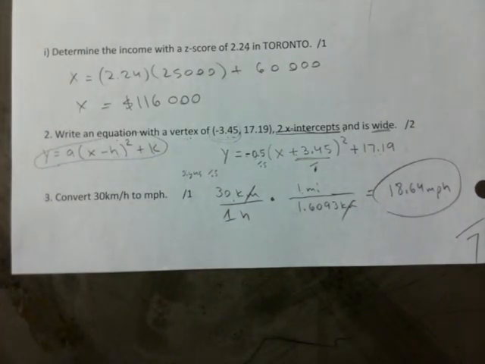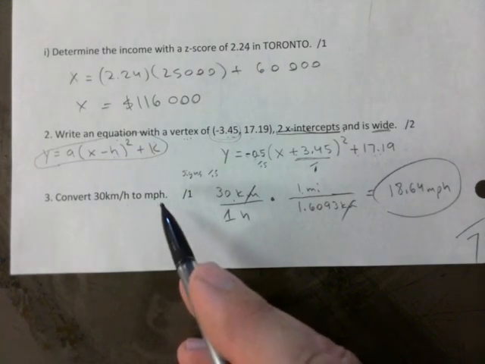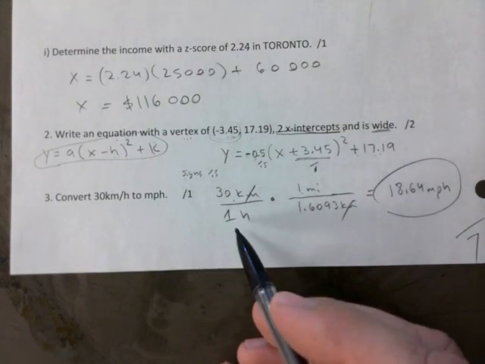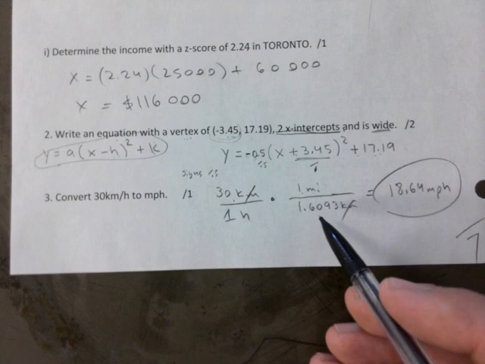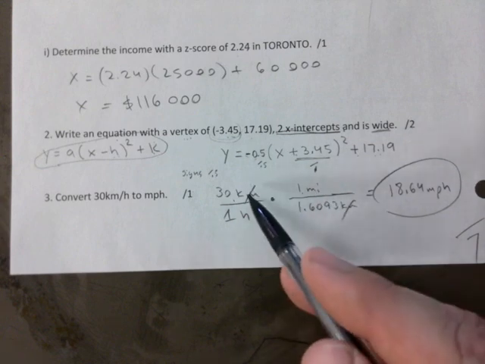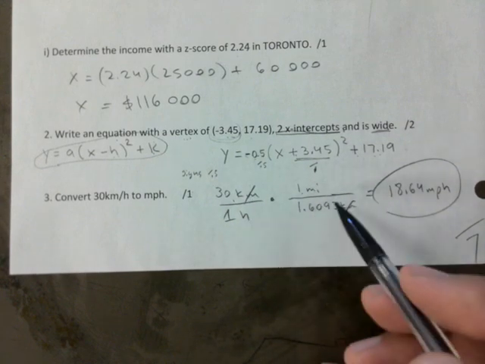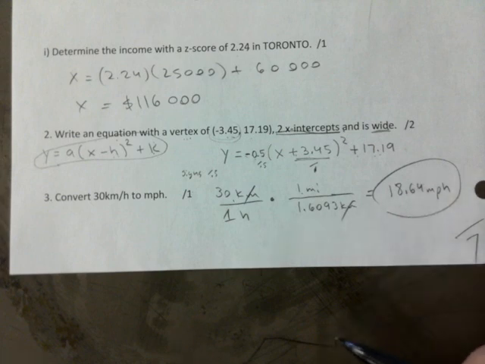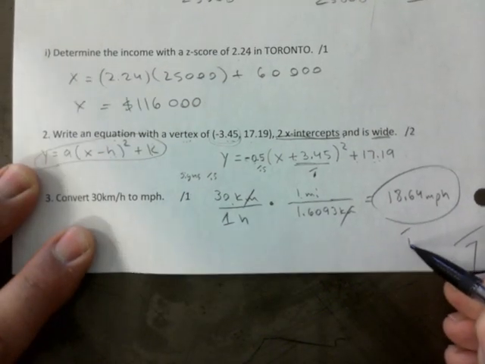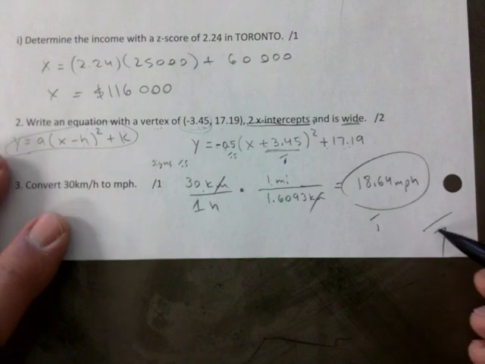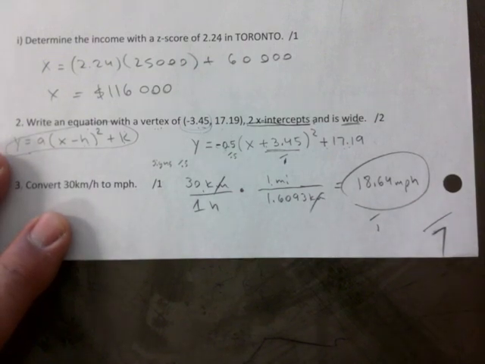Okay. Convert 30 kilometers an hour to miles per hour. 30 kilometers in 1 hour. 1 mile has this many kilometers, right? This cancels out here. You end up with miles per hour. It's 18.64. 1 mark for that. Okay. So this is 7 now. 7 marks for this page.